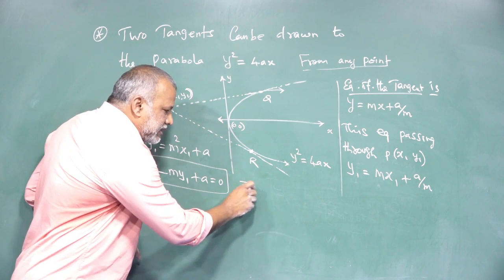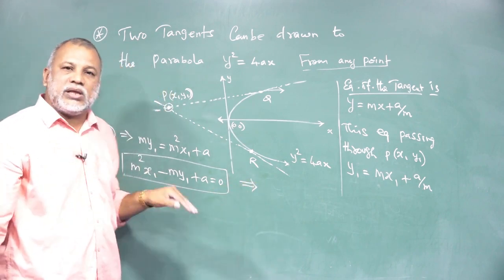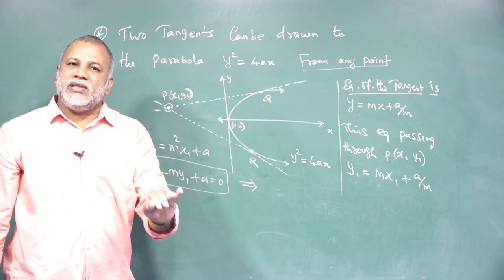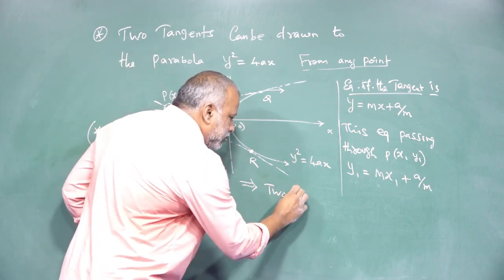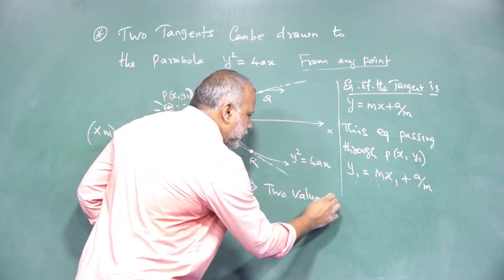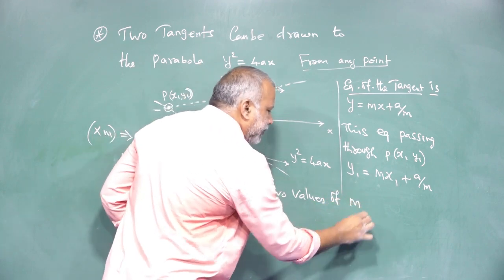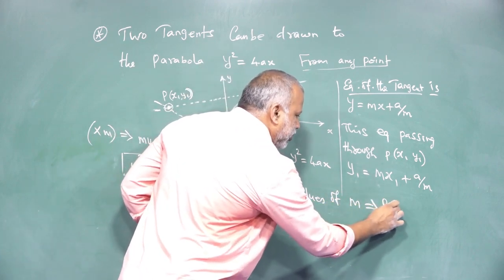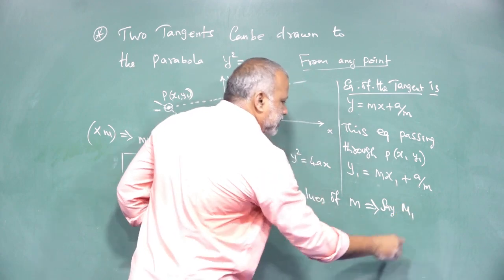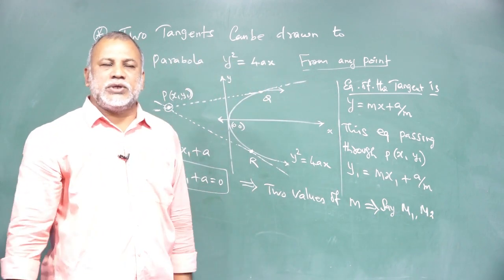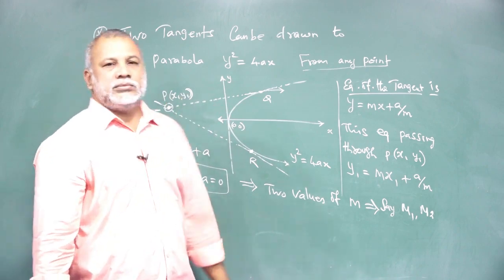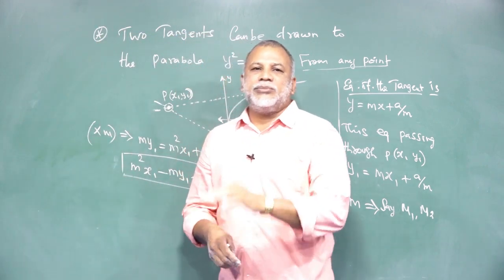Now you have to state the explanation. It is a quadratic equation in m. By solving this equation, we can get two values of m, say m1 and m2. With the help of two slopes, two tangents can be drawn. That is the theoretical concept they require.